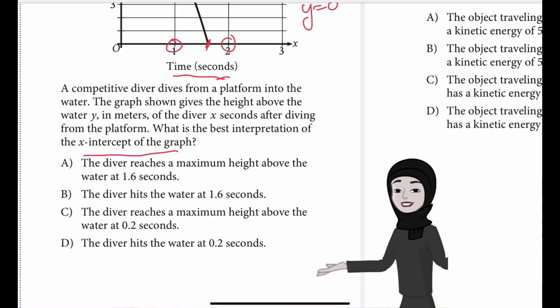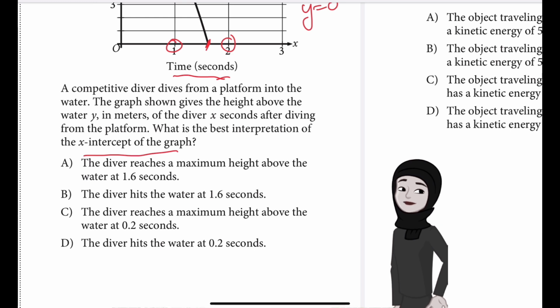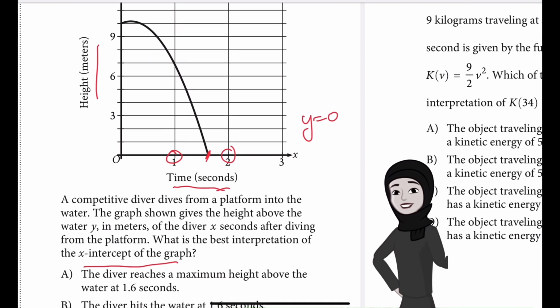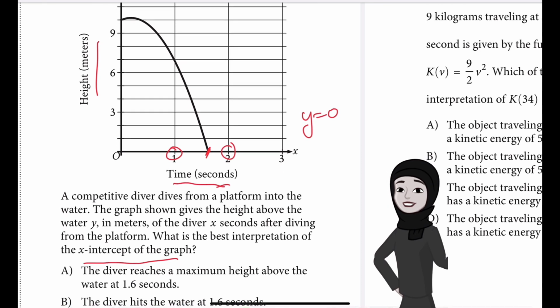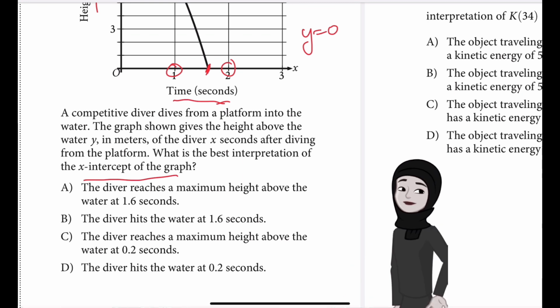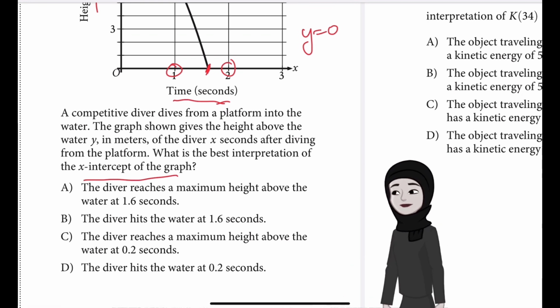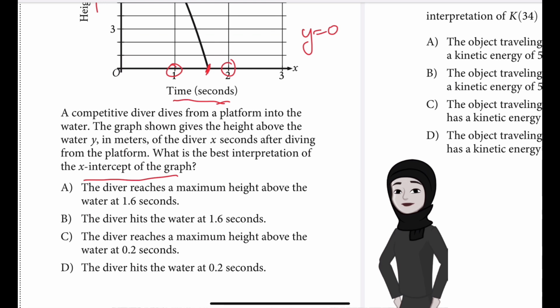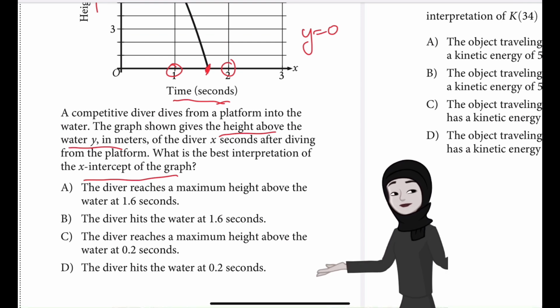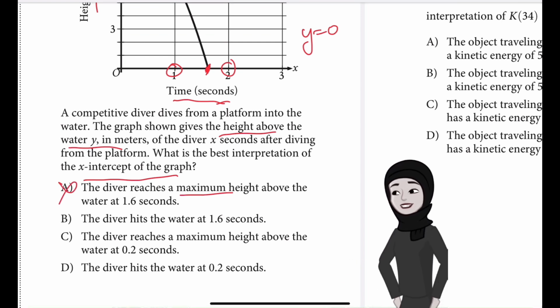So of the given choices, A says the diver reaches a maximum height above the water at 1.6 seconds. But we are talking about the x-intercept. Maximum height will be shown by the y coordinate. So at 1.6 seconds, it is not reaching the maximum height. In fact, he is coming and touching the ground now, right? He is reaching back the water. The graph is showing the height above the water in y meters. So after 1.6 seconds around, the height is not maximum height. So A is not correct.